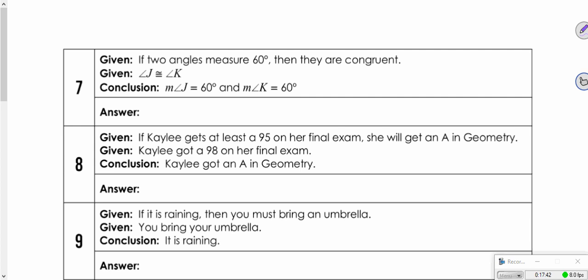If 2 angles measure 60 degrees, then they are congruent. We're given that angle J is congruent to angle K. So the conclusion is that the measure of angle J is 60 degrees and the measure of angle K is 60 degrees. Okay, I'm going with the invalid. Why?